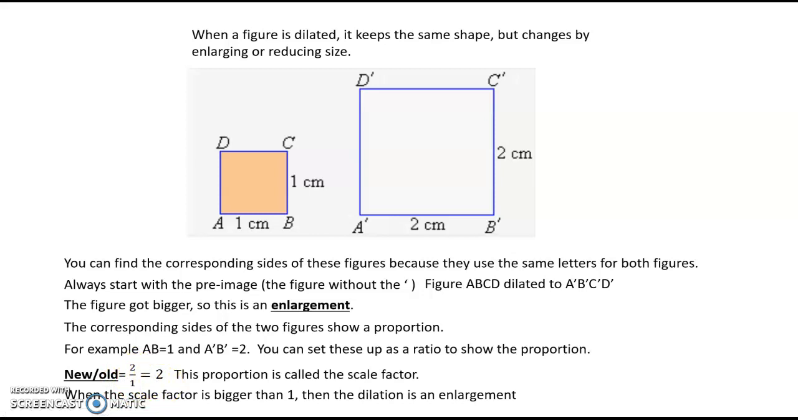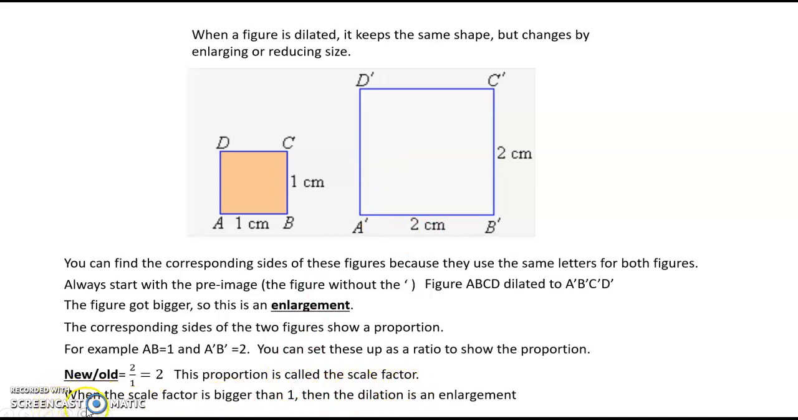So that is the proportion. That just means that the second image is 2 times bigger than the first image. Every part of the second image is 2 times bigger than the corresponding part on the original image or the pre-image. When you're dealing with dilation, this proportion is called the scale factor.